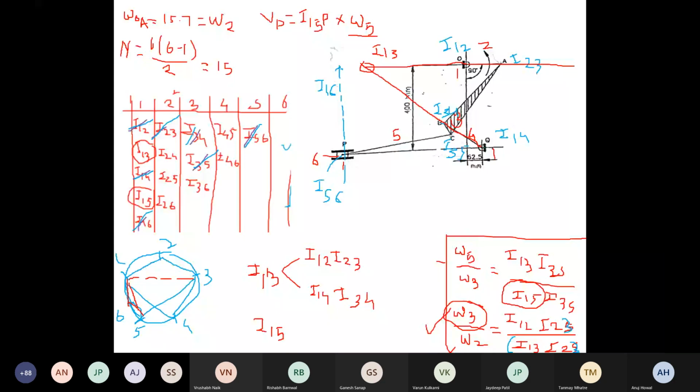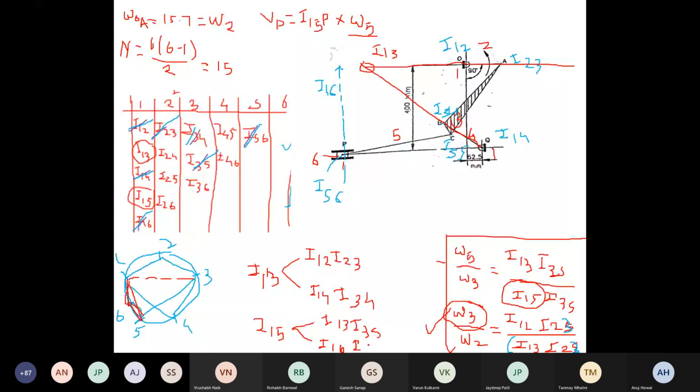Make two adjacent triangles. Tell me which are the two triangles. 1, 6, 135, 165. Correct. 165 and 135 means it is similar to the previous one. Here you have to write down 135, meaning I13, I35. And the next angle is 165, which is I16 and I65, or 56.